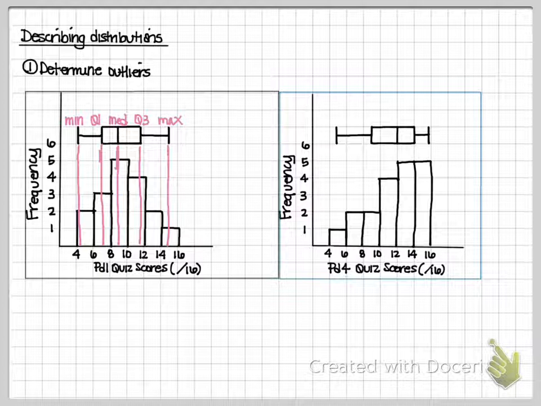Now I can take a look at the two of these, the one on the left-hand side and the one on the right-hand side, and it looks like I don't have any dots off to the side. If I had dots, then those are my obvious outliers. So since I don't have any, I would say neither period 1 nor period 4 had outliers.